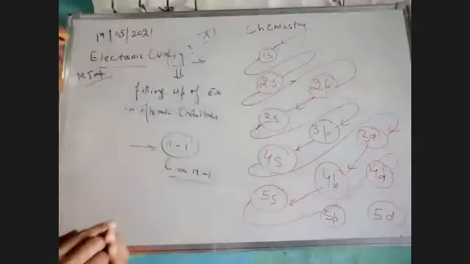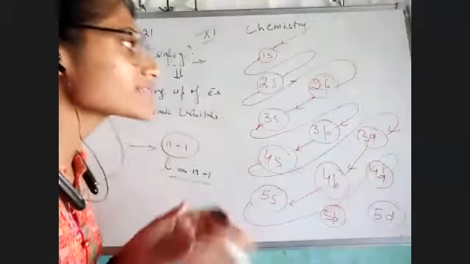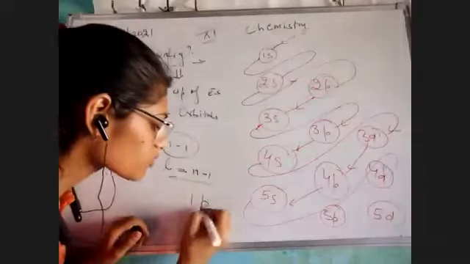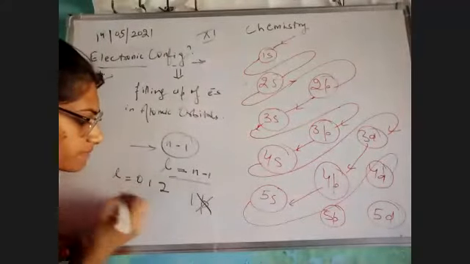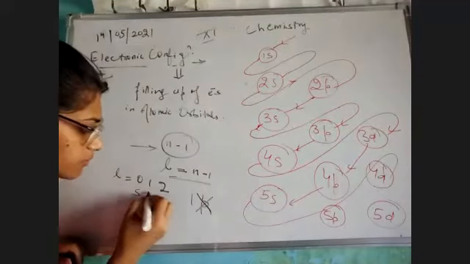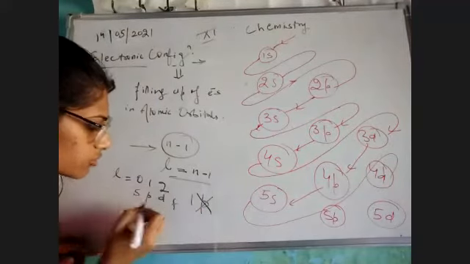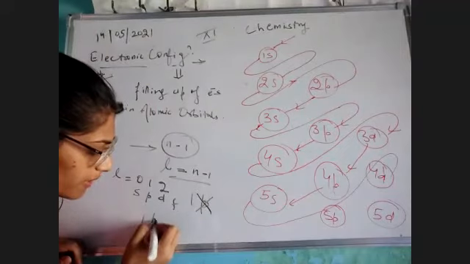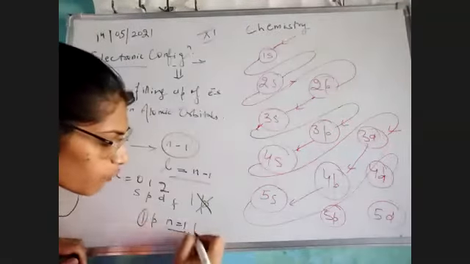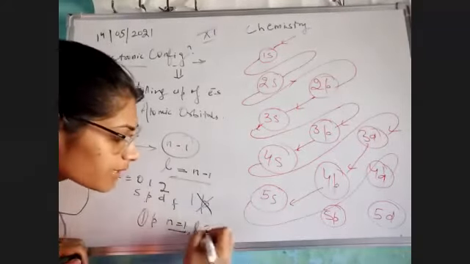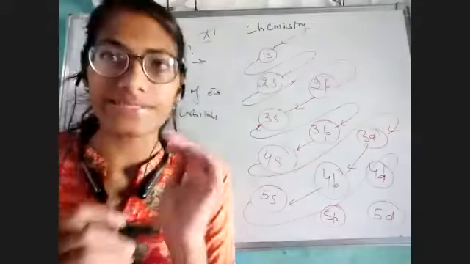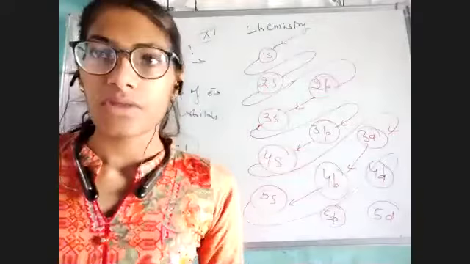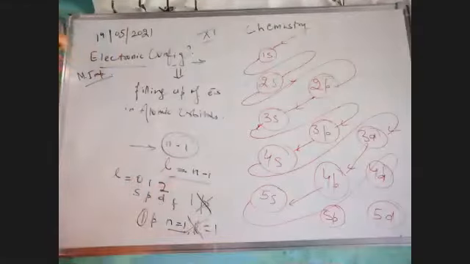So 1s must exist, but 1p cannot exist. Why is it so? Because l equals 0, 1, 2, for s, p, d, f. If I'm talking about 1p, then n equals 1, and for p, l equals 1. But this is not possible because I have told you l must always be less than n. So that's why 1p does not exist.